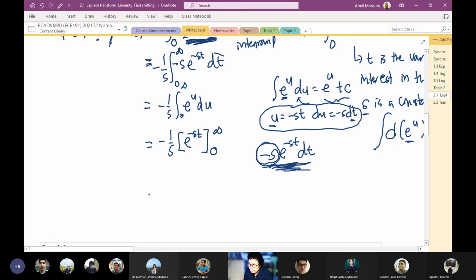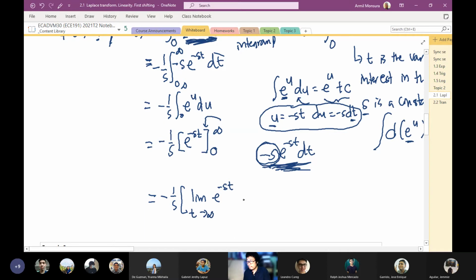Okay. So, I'll continue. Now, we evaluate these limits. When you substitute the number infinity here, as part of the operation, we are actually taking the limit of e raised to negative st as t approaches infinity. That's the correct operation from out of there. So we're taking the limit of e raised to negative st as t approaches infinity.